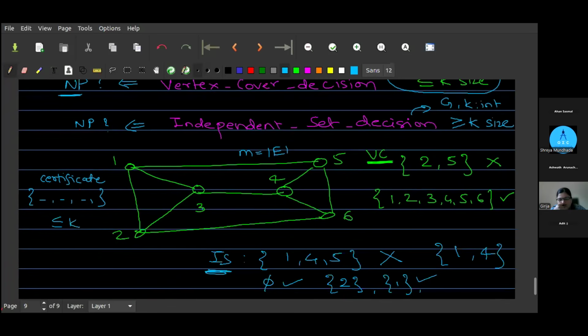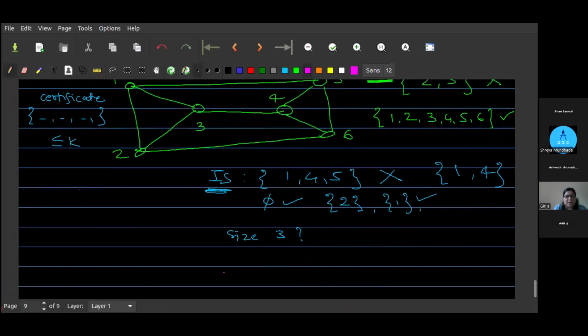So basically, if you find the smallest possible value for the vertex cover decision, then you just take all the vertices which you did not use, and that would give you the maximum for the independent set decision. Yes, right. That is correct.